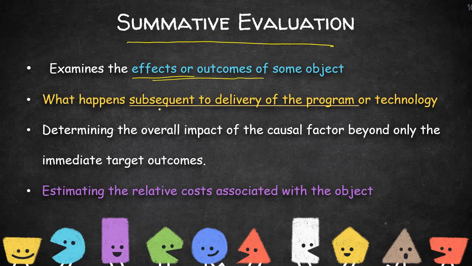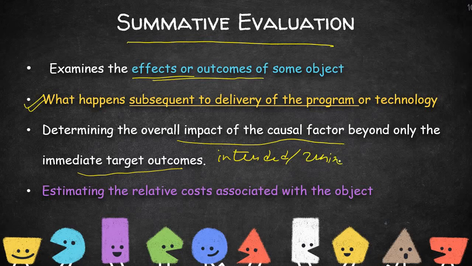So what happens subsequent to delivery of the program or technology? This is what we are interested in. So determining the overall impact of the causal factors beyond only the immediate target outcomes. We are interested in where something led to. There would be intended consequences, that is what we call desirable, and unintended consequences as well. So are we able to arrive at what all the intended consequences of a given program or intervention are, or what the unintended consequences are? That is to do with summative evaluation.